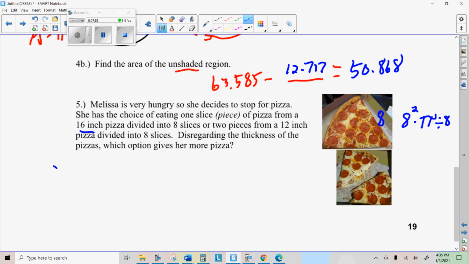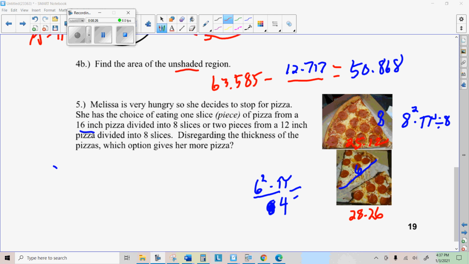The other one is a 12-inch pizza, so this radius is 6. So we're going to do 6 squared times pi. That one is split into 8 pieces also, so you would divide by 8, but she would get 2 pieces of that. Or we could just divide by 4, because 2 pieces would just be 1/4 of the total pizza. So which way is going to be a better deal? Go ahead and figure those out.